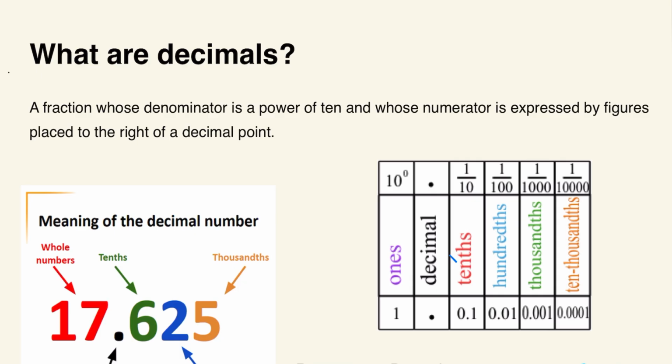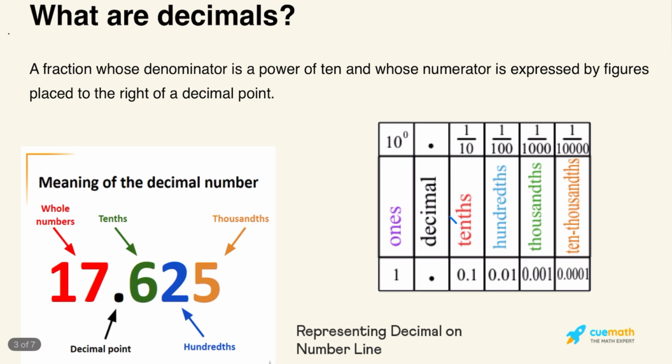So what are decimals? Decimals are fractions whose denominator is a power of 10 and the numerator is expressed by figures placed to the right of the decimal point. Let's break this down a little bit. Meaning of a decimal number, my bad. This is the whole number. Now, this little tiny dot over here is known as the decimal point, which separates the whole number from the tens, thousands, hundreds, whatsoever. You are going to learn that in a bit when I explain it.